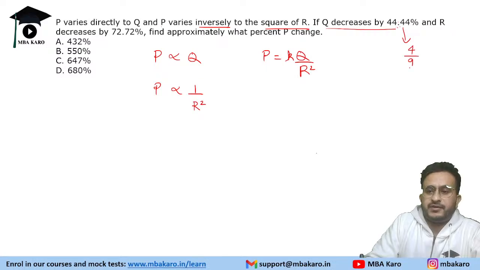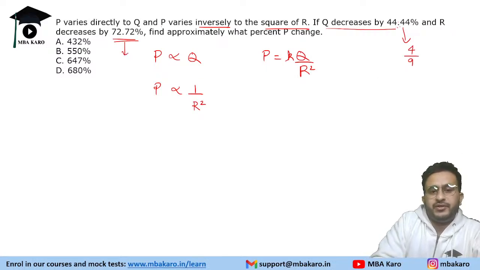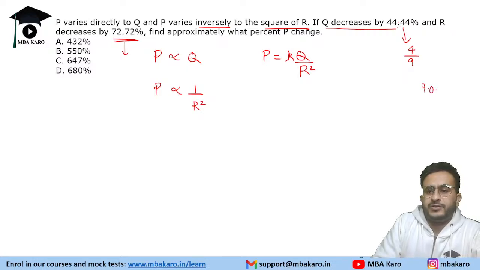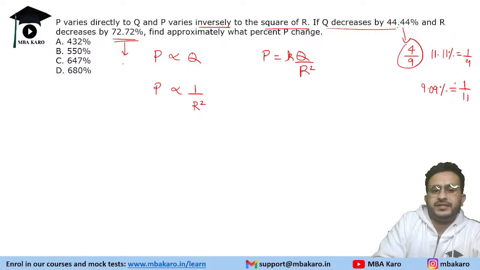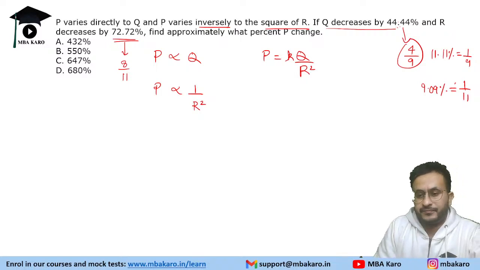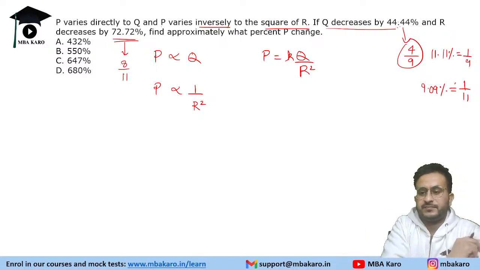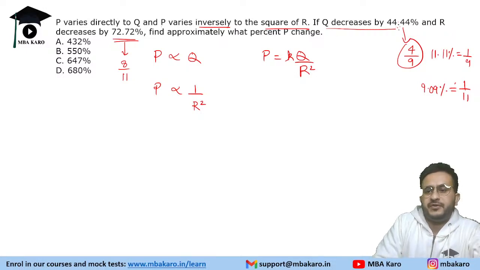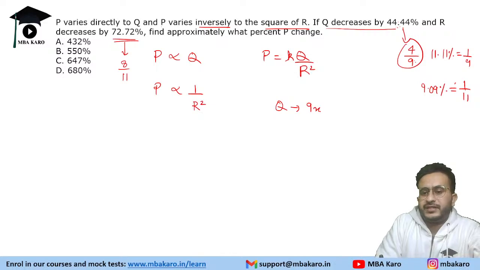So what is 44.44% in terms of fractions? Like 4 by 9, and 72.72%. See, 9.09% is 1 by 11, right? And 11.11% is 1 by 9. So this is 4 by 9 and this is 8 by 11. So what it's saying is that Q decreases by 44.44%, so Q decreases by 4 by 9. Let us say Q was initially 9 times X, right?